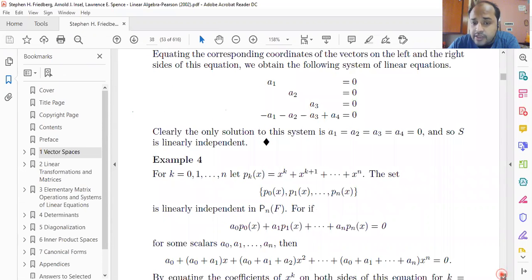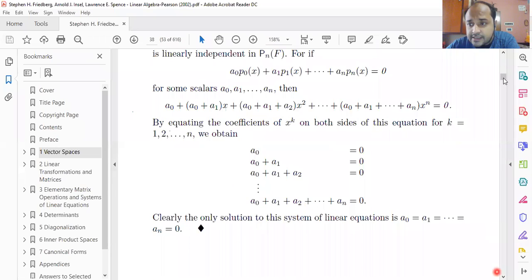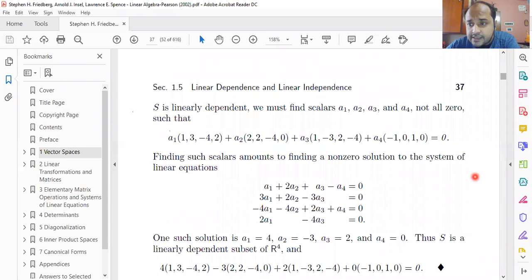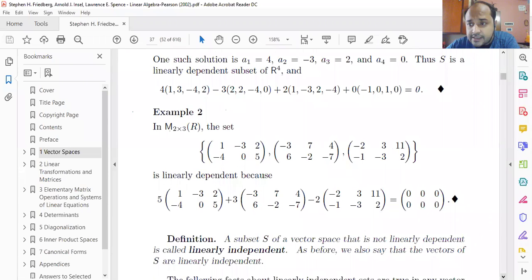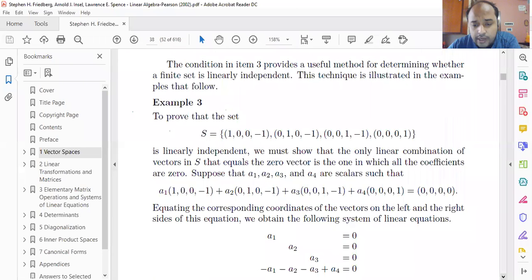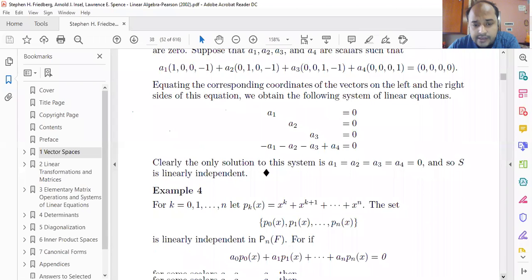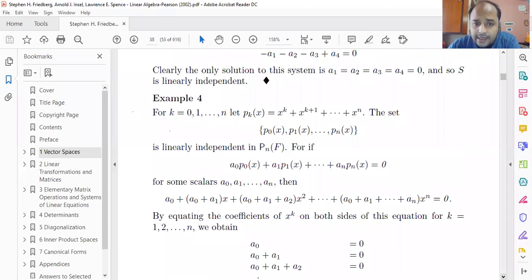And example 4 is very important. Look at this example 4. Do you want me to discuss example 4? I can read it for you, but if you want me to do the board work, if you can understand this example 4, then I don't need to do the board work. Otherwise, okay, let's see what example 4 is saying.